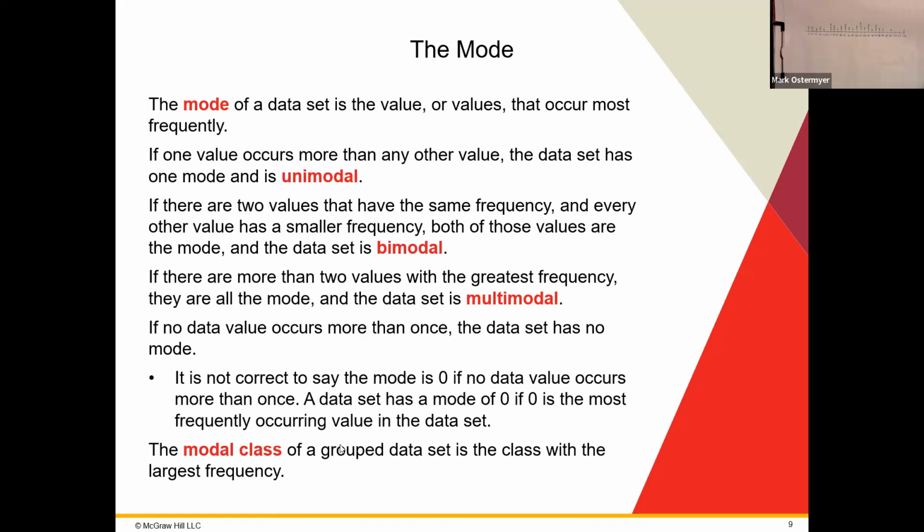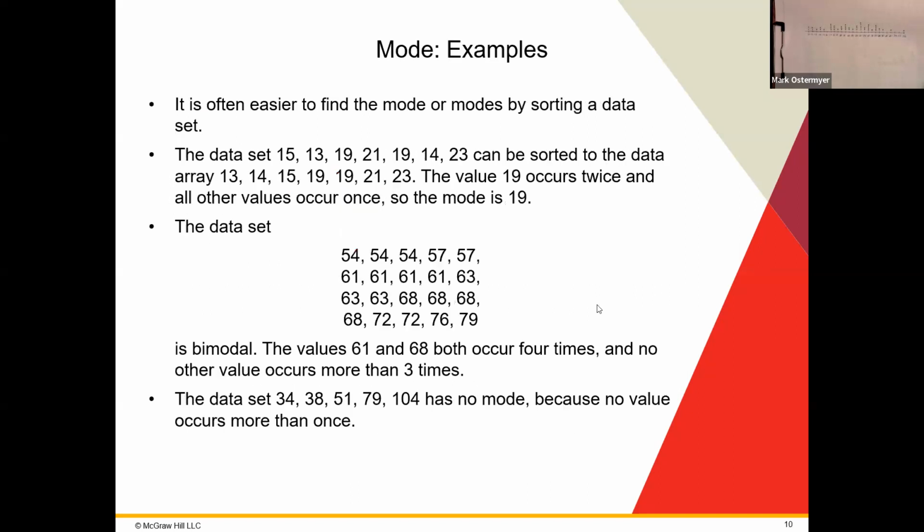Now, what is the mode of grouped data? Like if it's grouped into a frequency distribution table or a histogram? Well, the mode is going to be the class with the largest frequency, the largest frequency of any class in the frequency distribution. So the mode is the most frequently occurring class value.